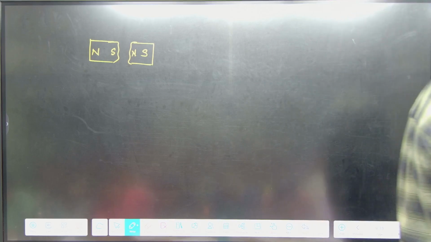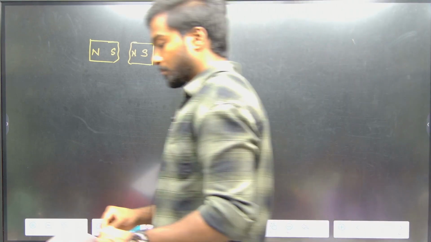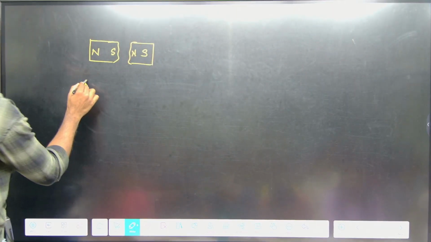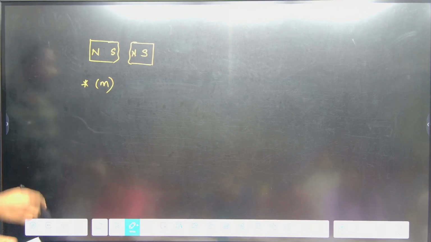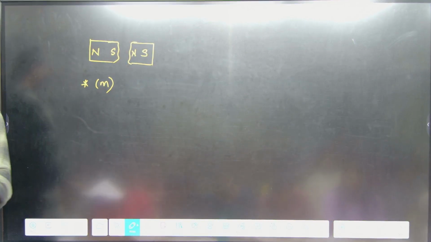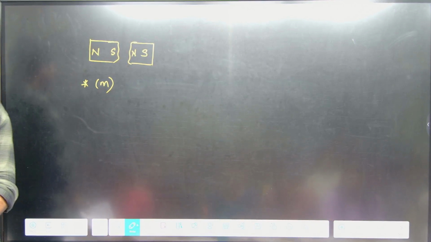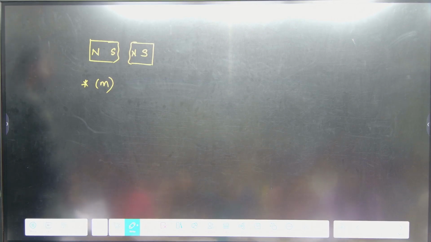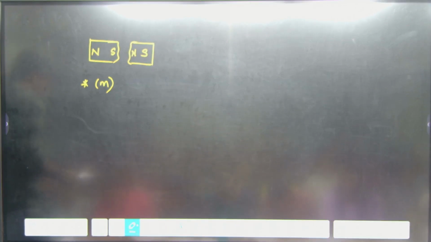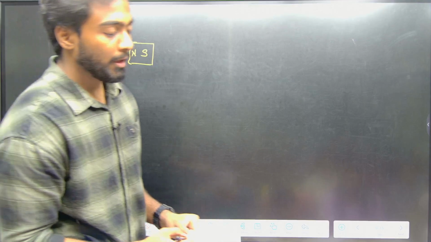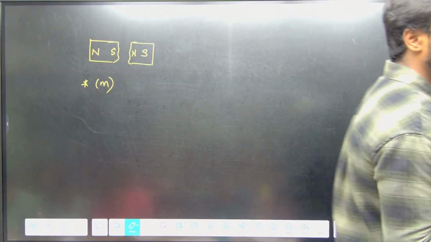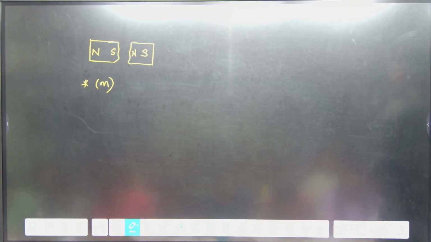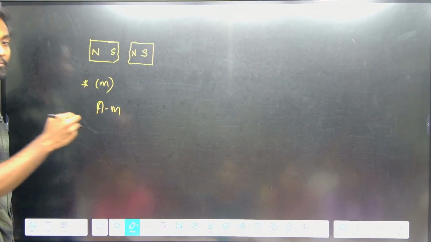Write on the next point, pole strength, which is denoted by the letter m, and the SI unit is ampere meter, A m. Ampere meter is the SI unit.